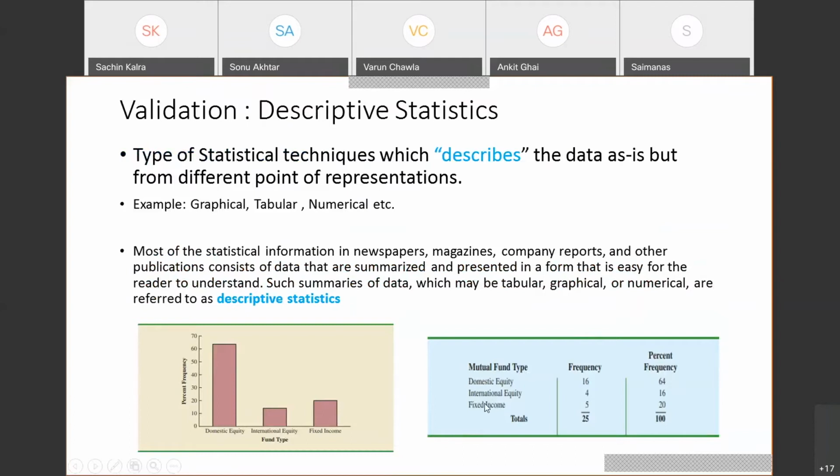So this becomes the percent frequency: 64, 16, and 20, and this is the scale we have used for the y-axis. You could also have used this scale as well. There's no hard and fast rule that you have to use percent frequency only. You can simply use frequency. Why do we use percent frequency? Because it totals to 100.